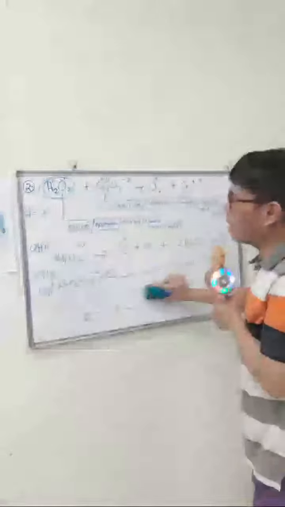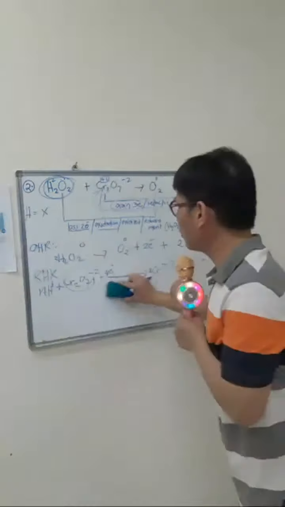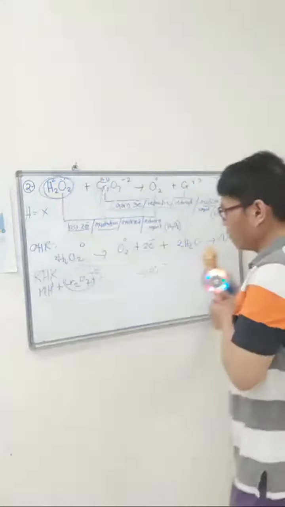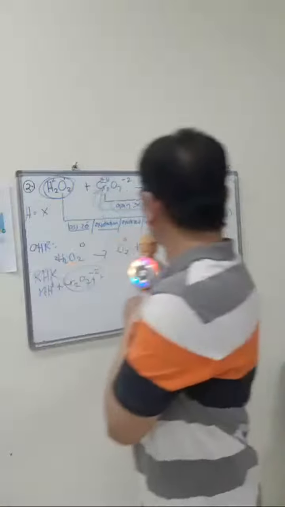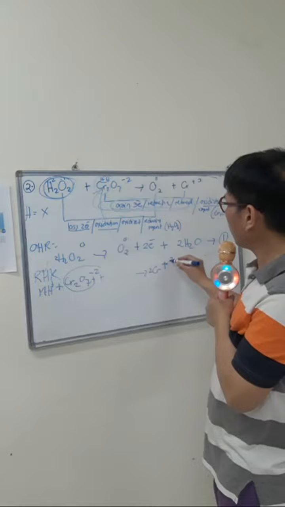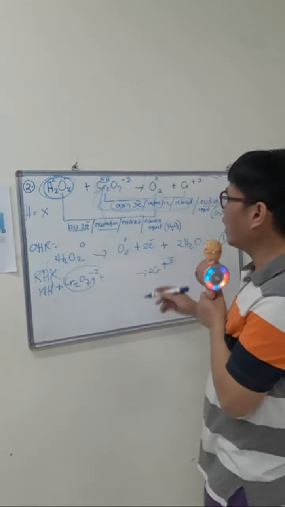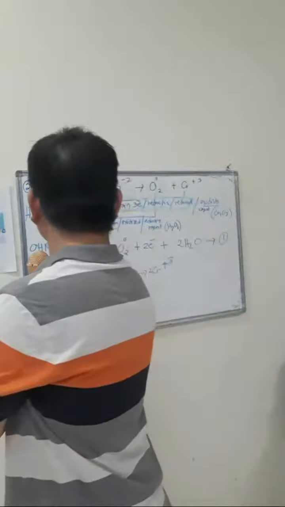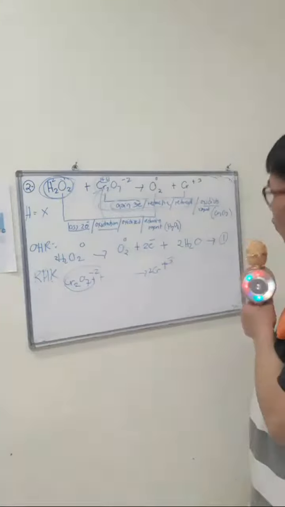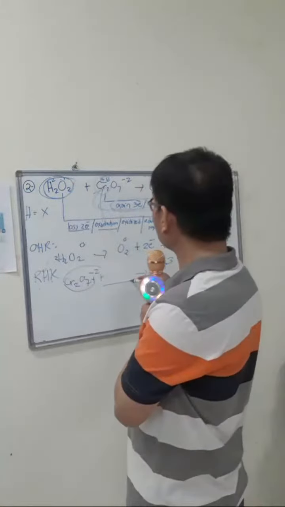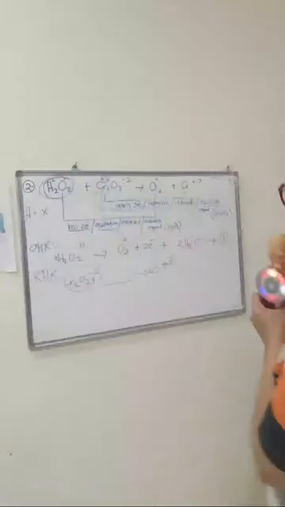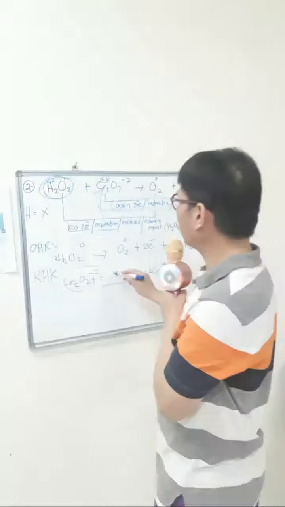Okay, let's balance the atoms. Chromium, positive 3. Now, dichromate. Balance the atoms first, but you have to add in the right.